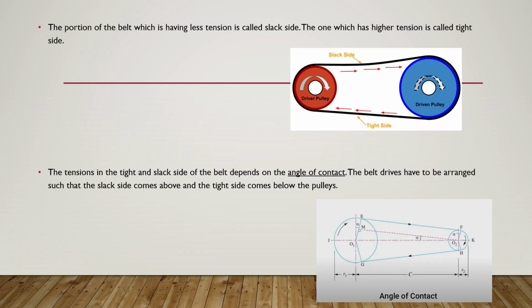The portion of the belt which has less tension is called the slack side. The one which has higher tension is called the tight side. Here in the photo, the tensions in the tight and slack side of the belt depend on the angle of contact. The belt drive has to be arranged such that the slack side comes above and the tight side comes below the pulley. Angle of contact.